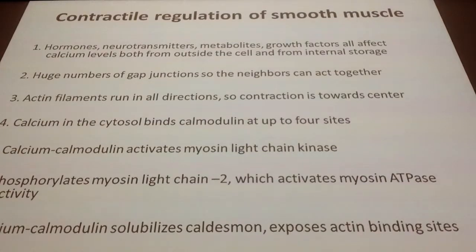Yes, ma'am. Do different smooth muscle tissues in the body take in the calcium differently? Like, does one area take more from the ECM and another take more from the sarcoplasmic reticulum?